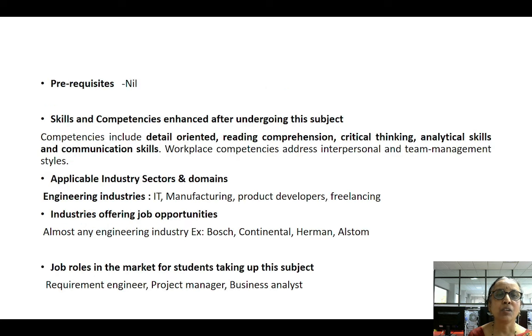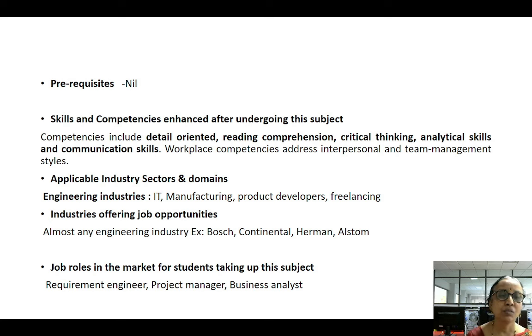So here the competencies which we are focusing to be enhanced after undergoing this subject are that the students will understand how to comprehend, how to find out the usefulness of the data collected, how to read the comprehension, how to do critical thinking, how to analyze the data gathered, how to communicate between various parties, and how to finalize the design of a particular product. The workplace competencies address interpersonal and team management skills.